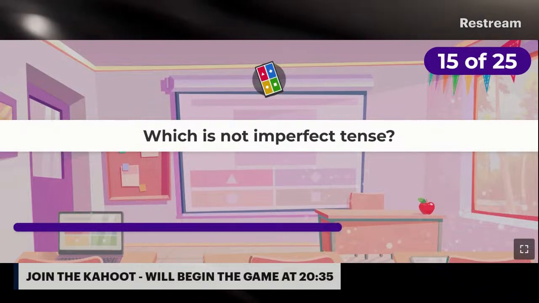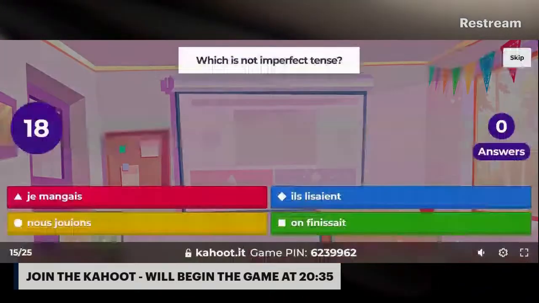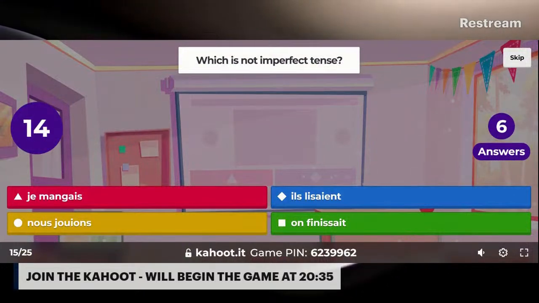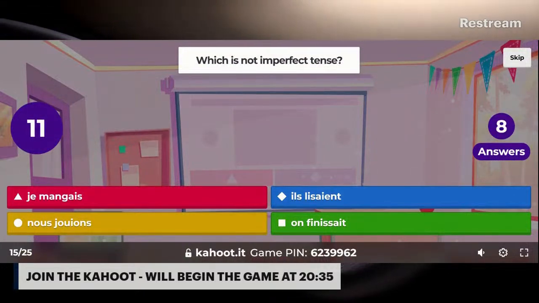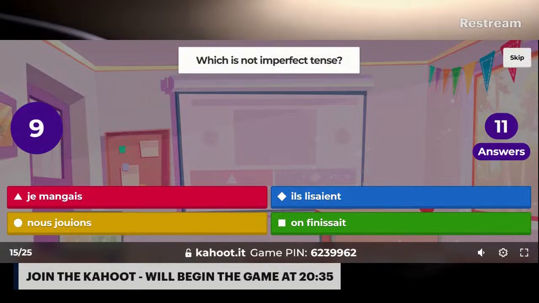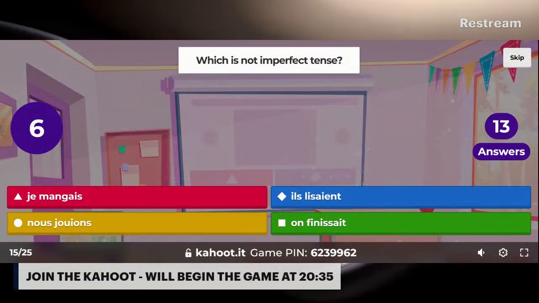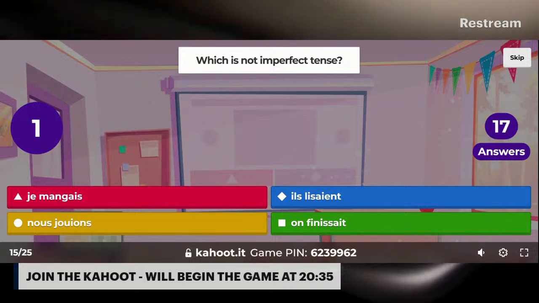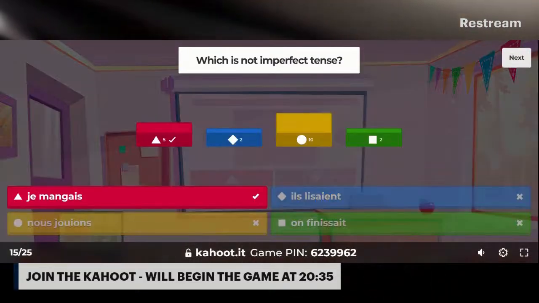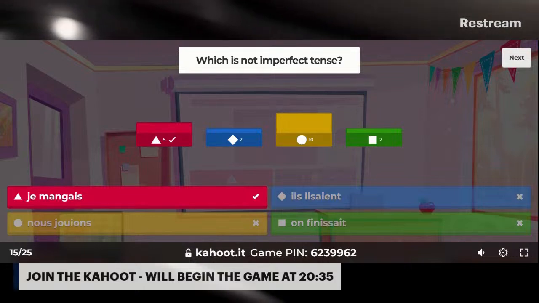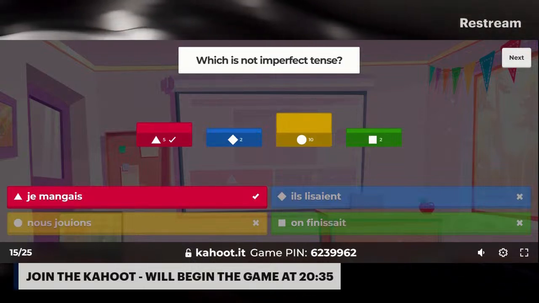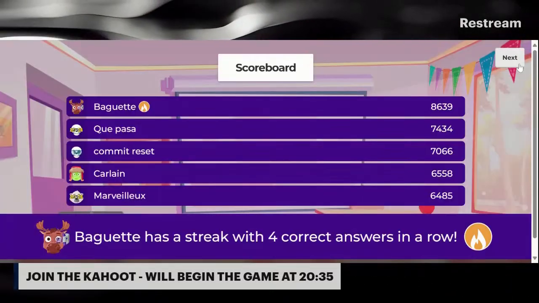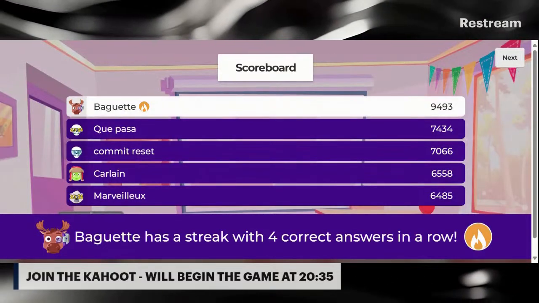Which is not an imperfect tense? Je mangeais, il lisait, lycéen, nous jouions, or on finissait. Well done for those answering in the YouTube chat as well. I'm reading your answers as well. Yep, so well done in the chat as well. It is red. So only some people got this. Okay.